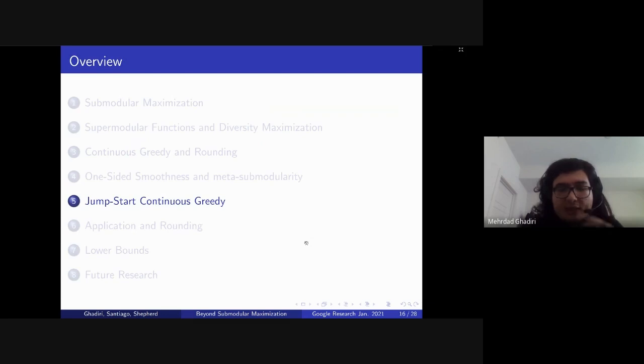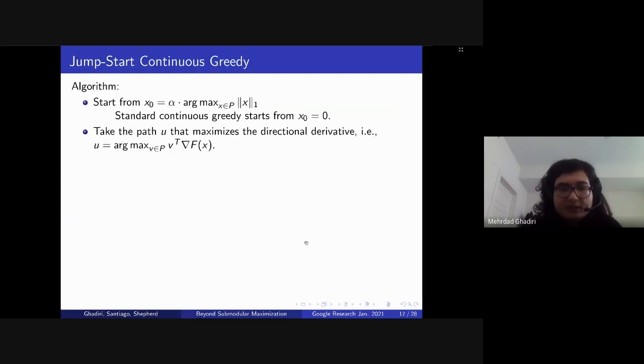So now we jump to the continuous part. This is basically the algorithm that has been used for the 1 minus 1 over e approximation for monotone submodular functions. There's only a small tweak in the algorithm that I'm going to explain, and we will see how we can use that key property of one-sided smoothness to show that this algorithm also works for one-sided smooth functions.